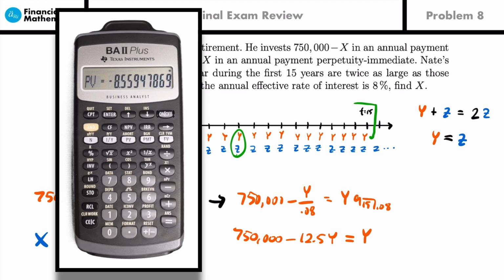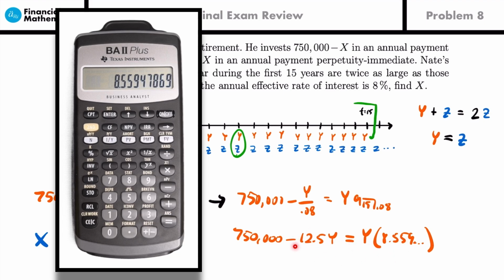Now that should be positive. I just put the payments in as positive, so the present value comes out as negative, but make it positive, and that would be what's being multiplied by y. We have y times 8.559 and some more decimals. And so we have like terms here. We have y being multiplied by a constant value.